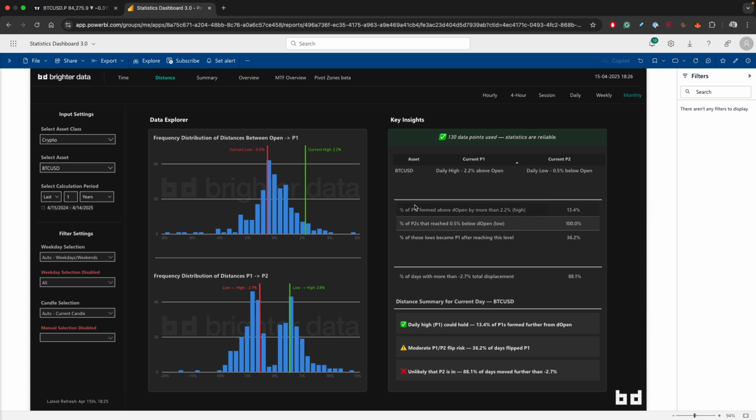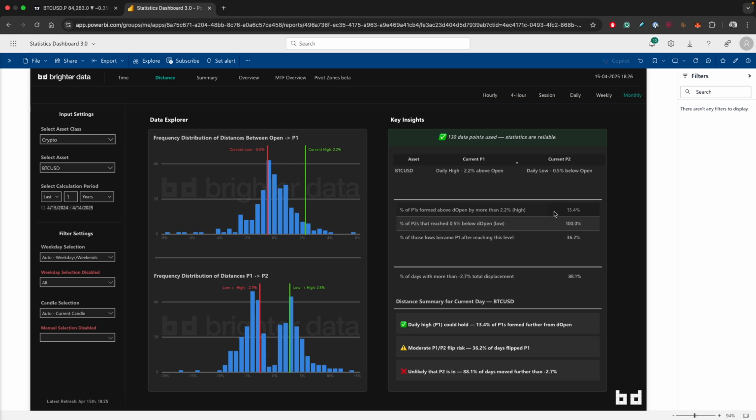Now, where this metric is really going to come in is that if this is high, and that was the case as well just now, it is exactly the same as what we did with the time statistics, only we're doing it with the distance statistics. In this case, this is looking at the current P1, right? The current P1 is 2.2% above the daily open. How many P1s are put in further than that? Only 13.4%. So, you know, you cannot say that this is very improbable.